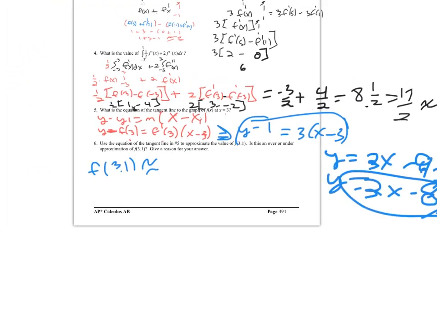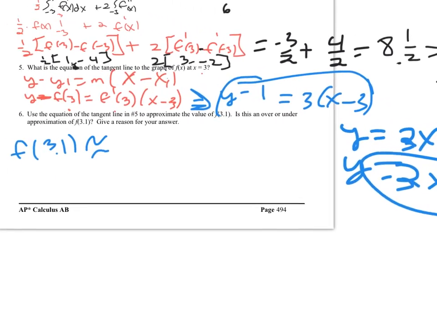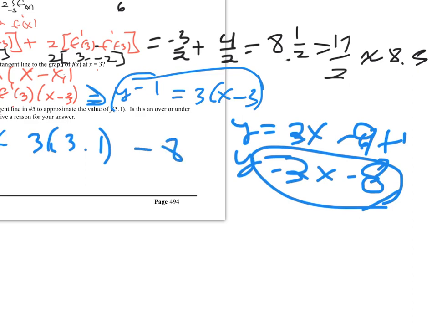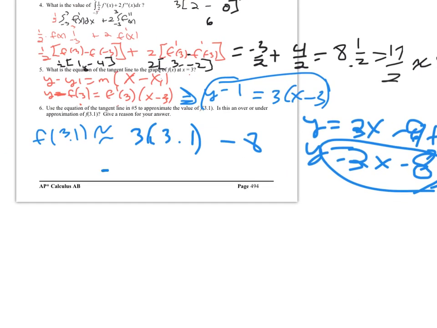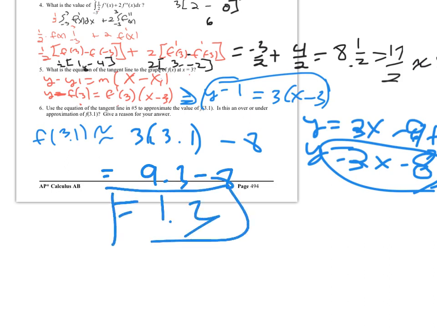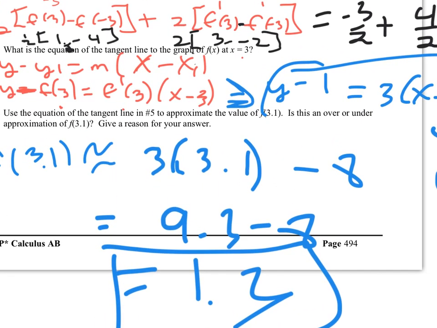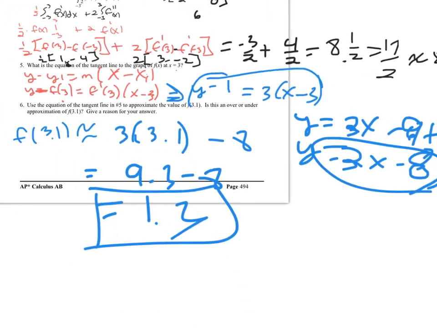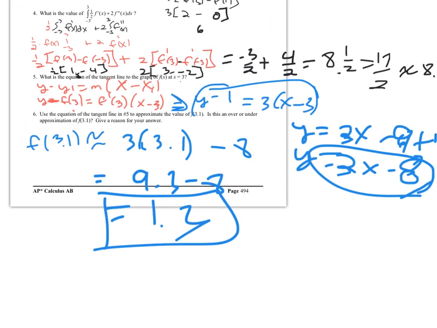Yeah, 8. So I'm going to write it out here. It's going to be 3 times 3.1 minus 8. That's right. 9.3 minus 8, 1.3. There's your approximation. It's an over approximation. Then he wants to add, the question is this, and he didn't ask that, did he? Is it over and under? How do you know it's over? Because concave down.